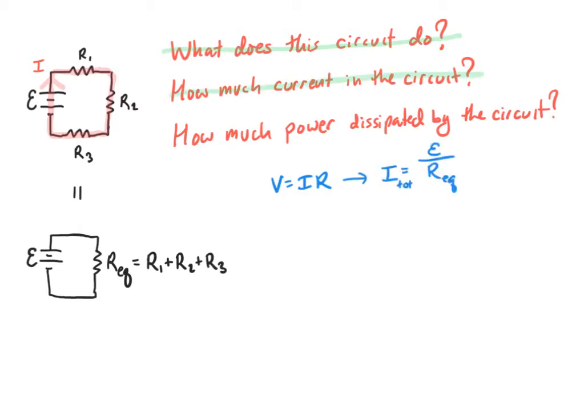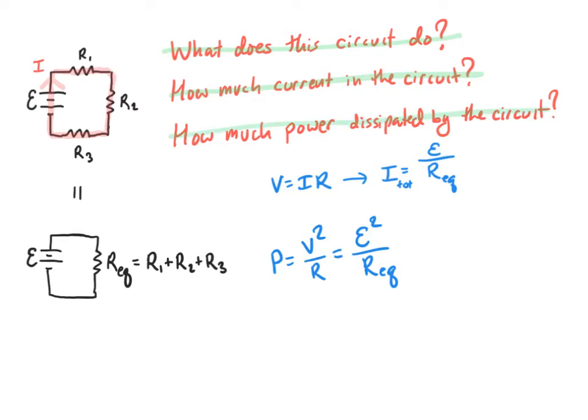Answering our third question is just as easy. In fact, I could have answered the third question first. We know that power can be expressed as voltage squared divided by the resistance. And so now that I've replaced all the resistors by a single resistor, I know the voltage across that single equivalent resistor is just the voltage of the battery, and so the power is E squared over R equivalent.